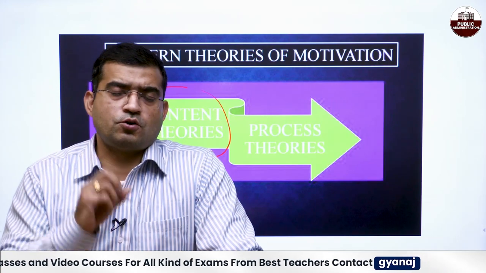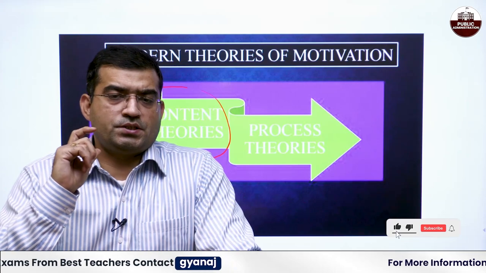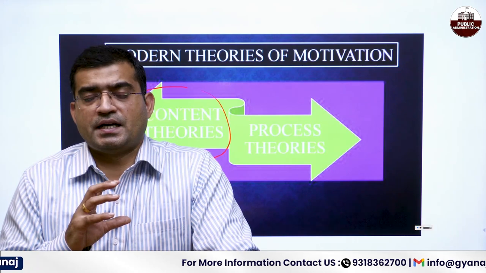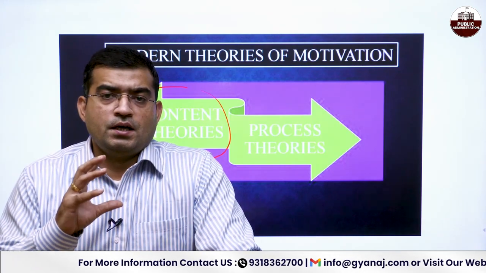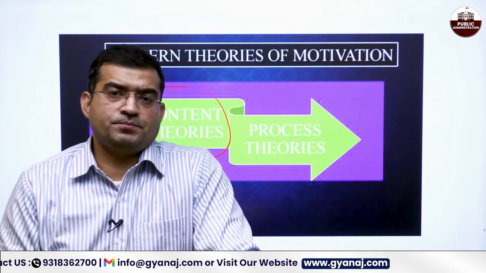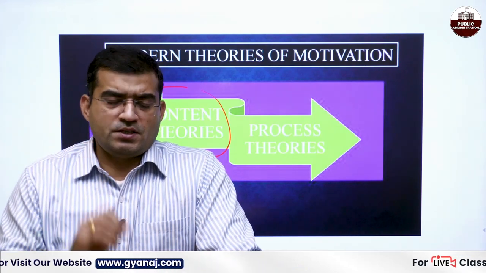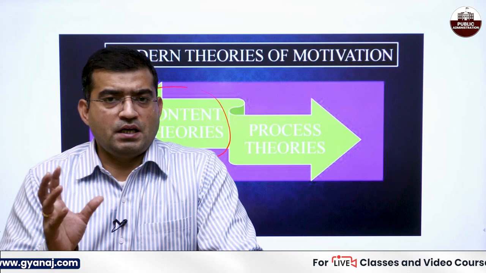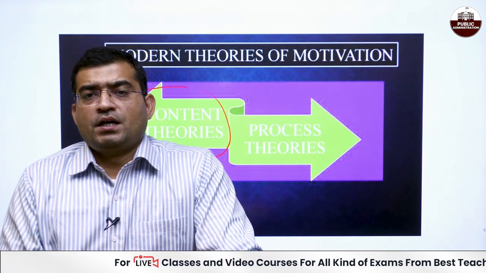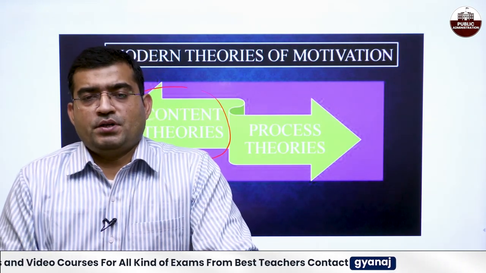So earlier, scholars attempted to identify the impact of such elements on human behavior. And they explained that human behavior is the result of the need and desire for that particular external factor. Soon after that, around 1940-50, a new group of scholars came and they attempted to explain the mechanism of motivation.